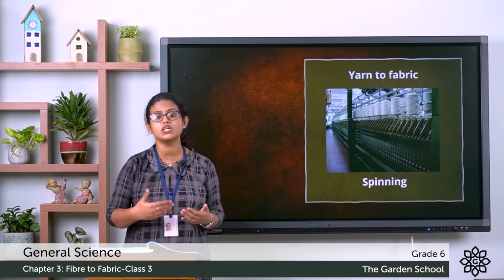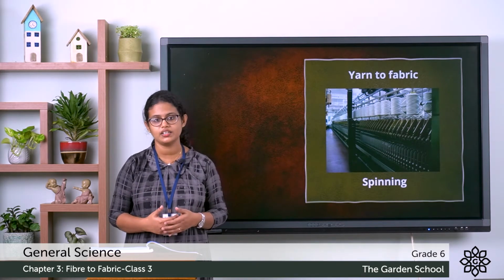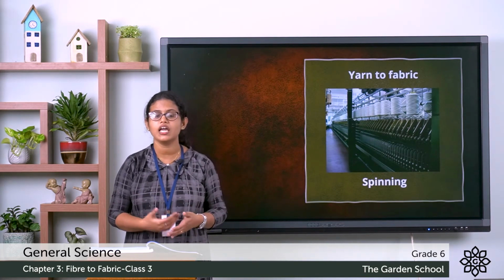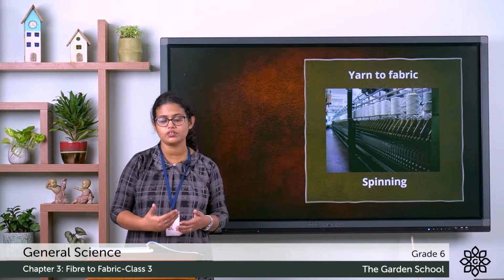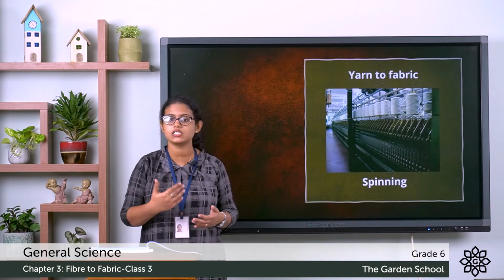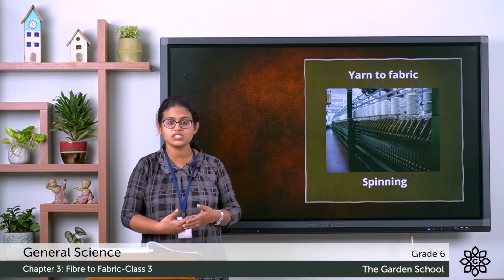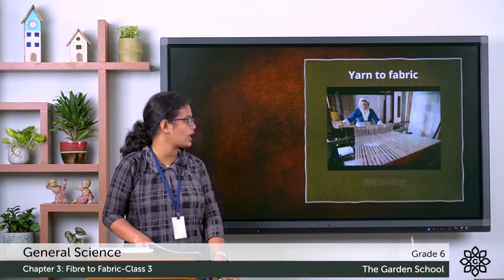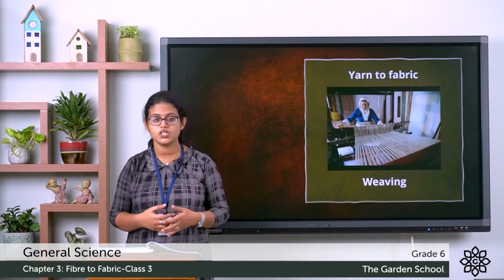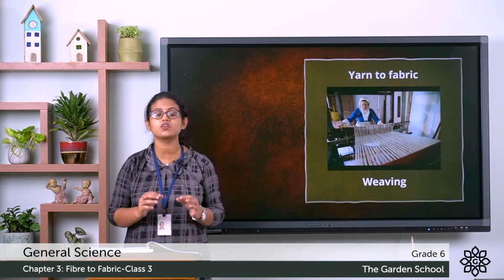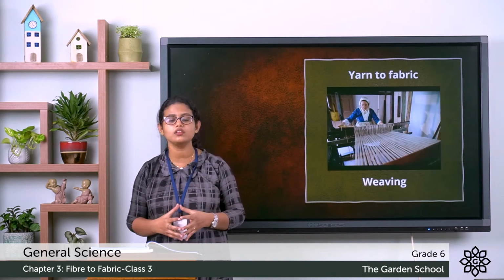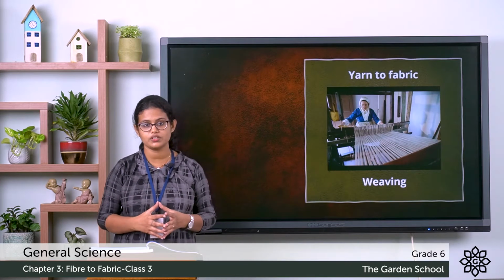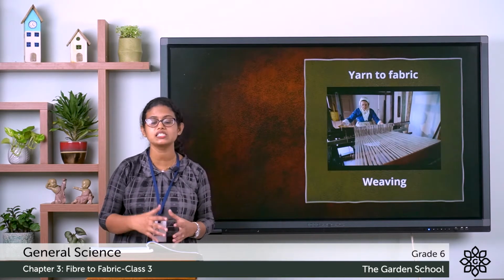The fiber is converted into yarn. So the process of making yarn from fiber, that process we call spinning. So what is the first process? That was ginning, then spinning, then the next one is weaving. Here, two sets of yarns are arranged together to make a fabric. That process we call weaving.